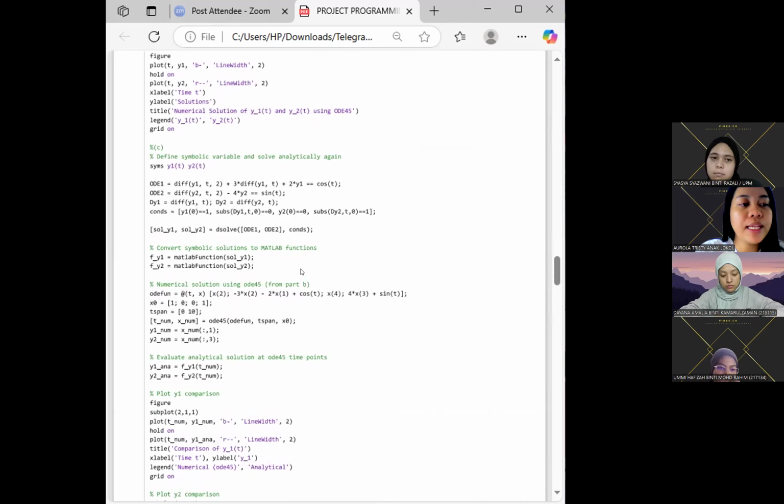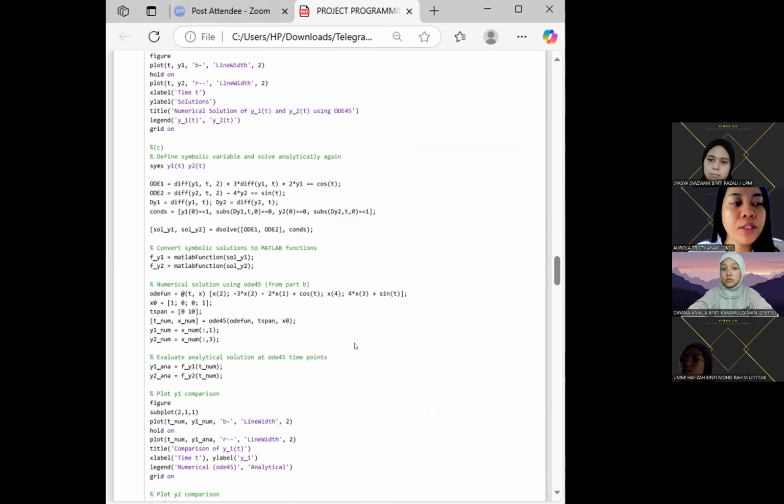Next, we evaluate the analytical solution at the same time points as the numerical solution using the function handles. Then, we plot two graphs, one for y1(t) and another one for y2(t), each showing both the numerical and analytical results for easy comparison.